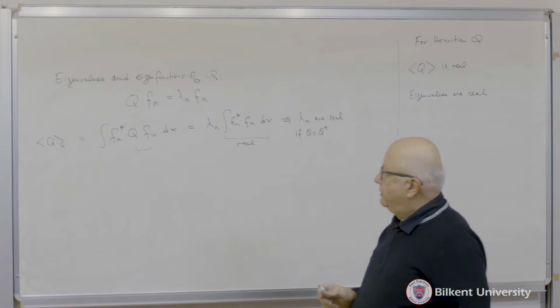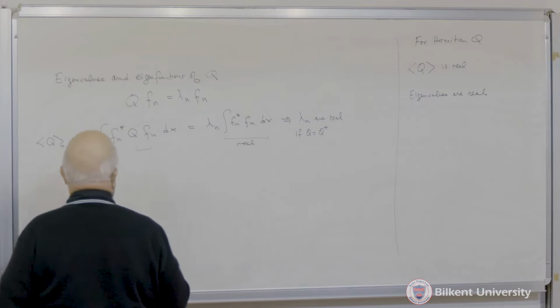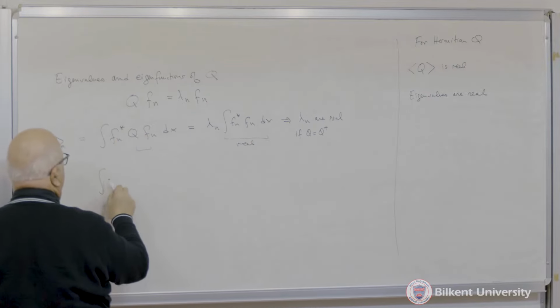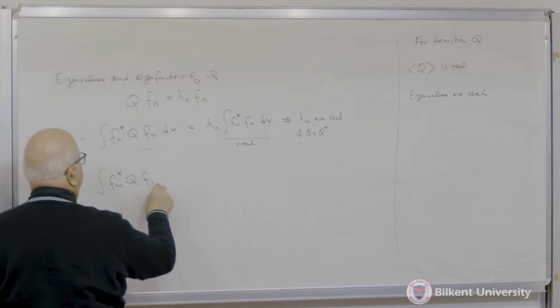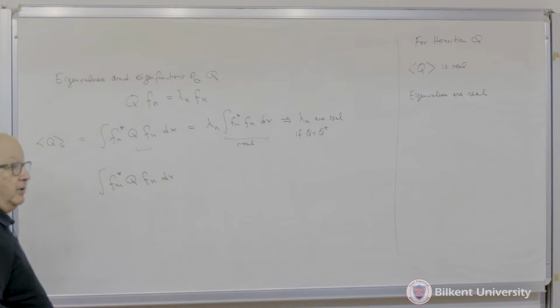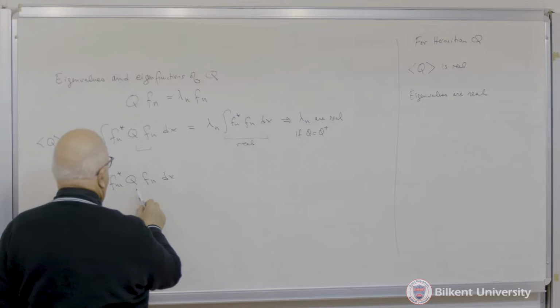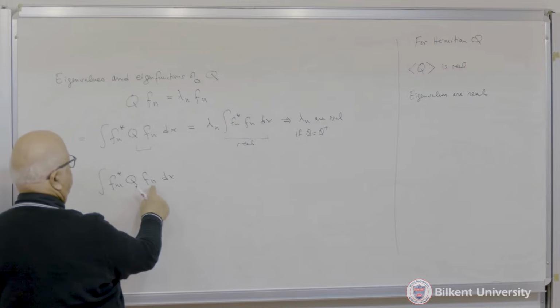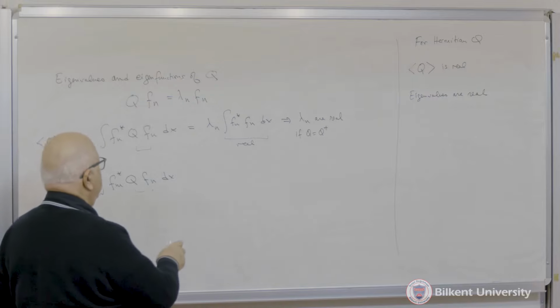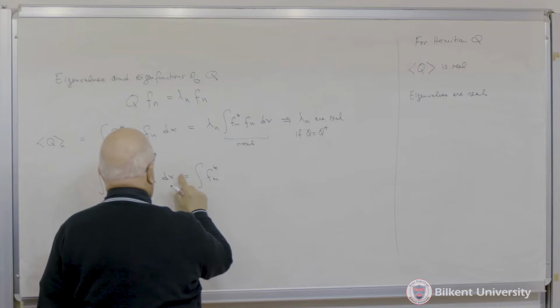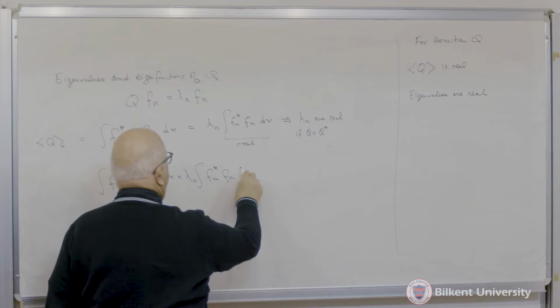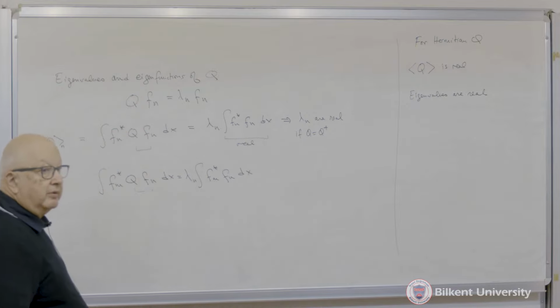Let's look at some other properties. Let's look at what happens if I have fm star Q fn dx. Same sort of stuff: this just operates on fn. So I'm going to get fm star Q fn dx.